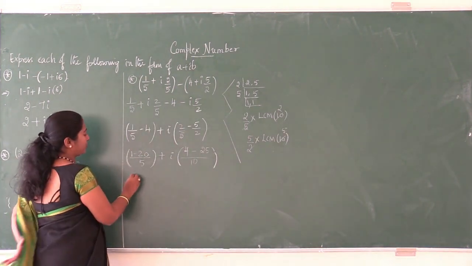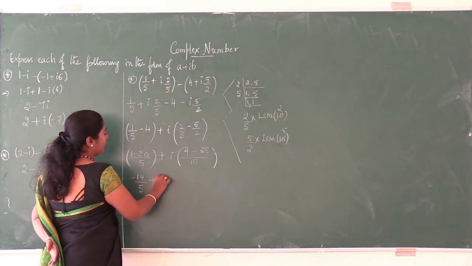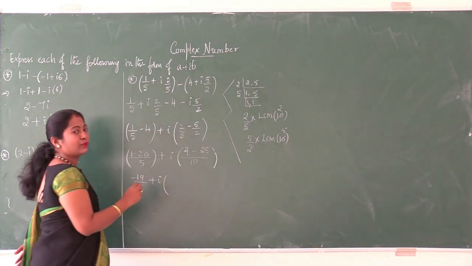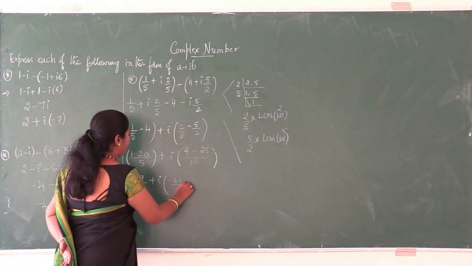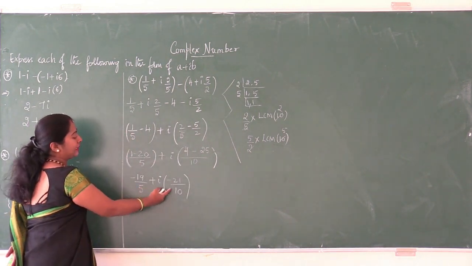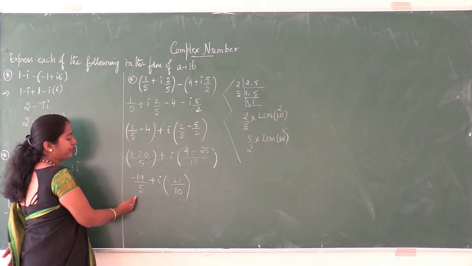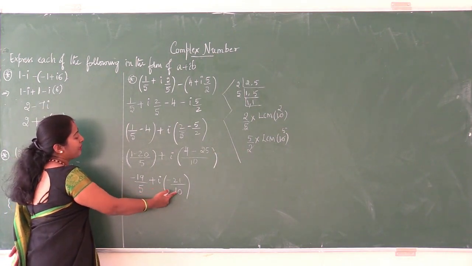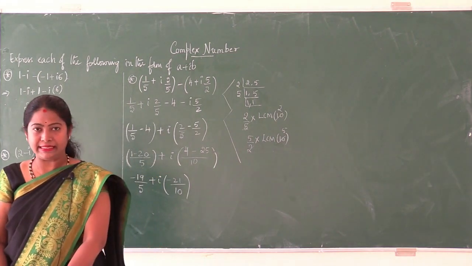What is 1 minus 20? It will be minus 19 by 5, plus i into, what is 4 minus 25? 4 minus 25 will be minus 21 by 10. So can I say this is of the form A plus i into B? Yes. What is the value of A? Minus 19 by 5. And what is the value of B? Minus 21 by 10. This is how we take the LCM part.